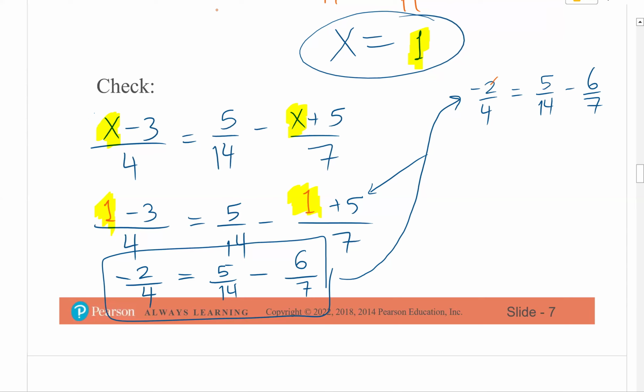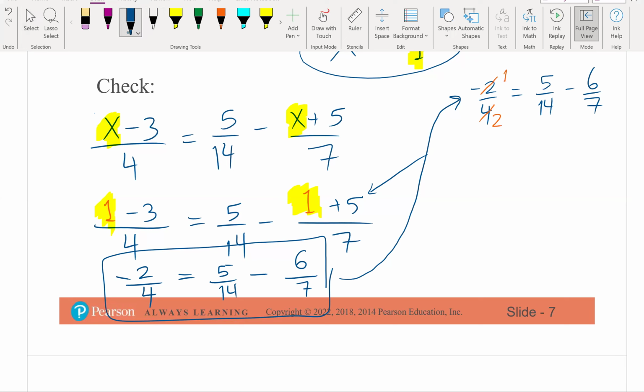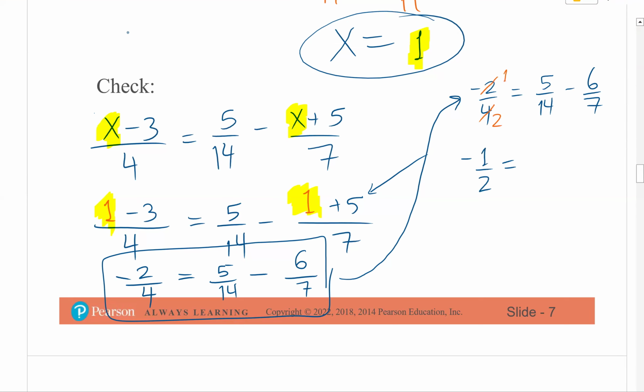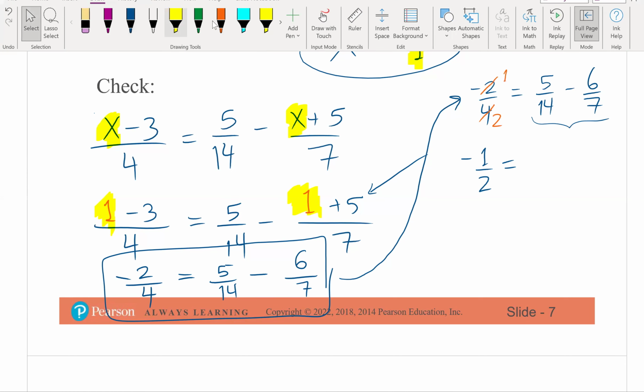The left fraction can be reduced. 2 goes into 2 once, 2 goes into 4 twice. So that guy can become negative 1/2. So I know what the left side looks like. If these two fractions add up or subtract to make negative 1/2, then we're good and I got the right x value. But if they don't combine to make negative 1/2, I did something wrong.